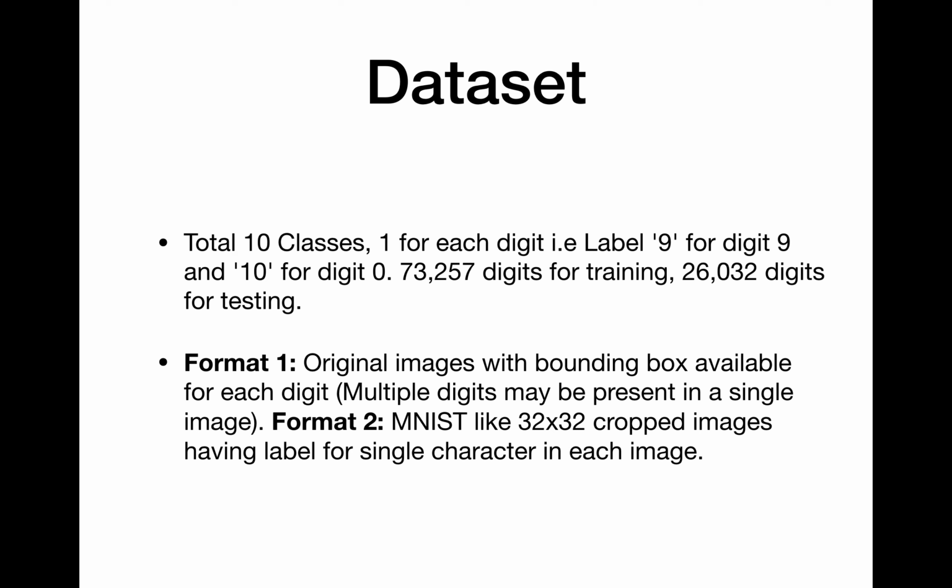So the dataset that I used was SVHN. It is a 10 class dataset, one for each digit. That is, label 9 for digit 9 and label 10 for digit 0. There are a total of 73k digits for training and 23k digits for testing.